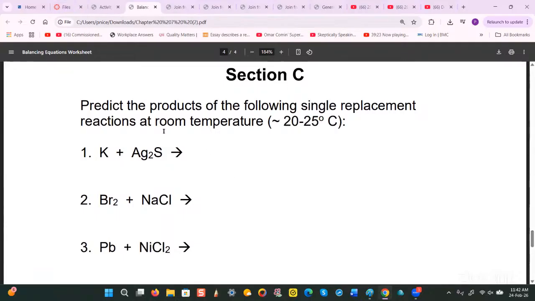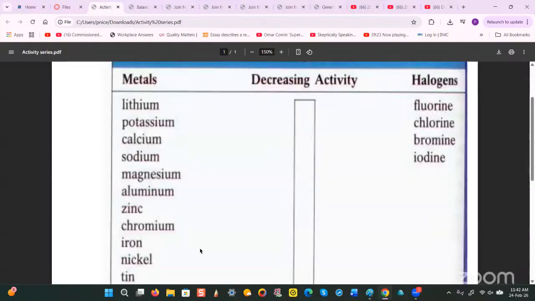It says, predict the products of the following single replacement reactions at room temperature. So basically what they're asking you to do is just tell what the products are. They're not even asking you to balance the equation, right? They're just asking you to tell what the products are. So the table that you're going to need is this table right here.